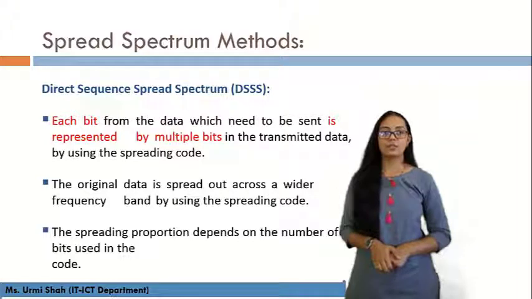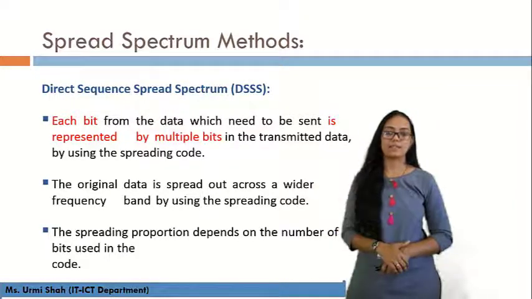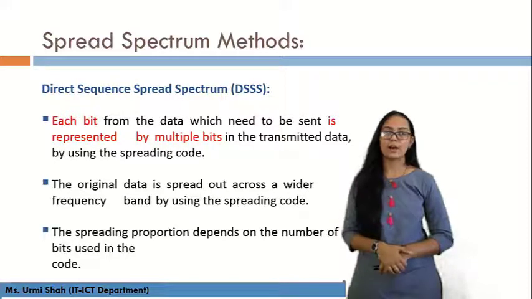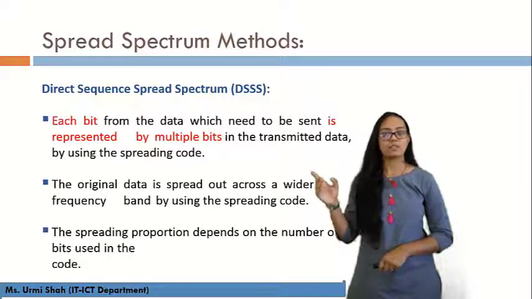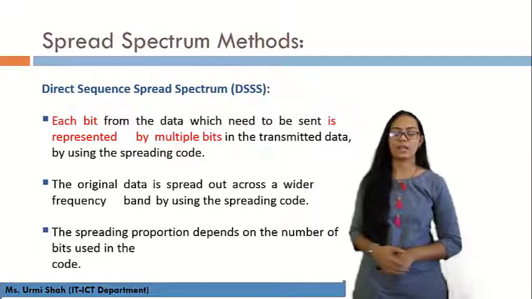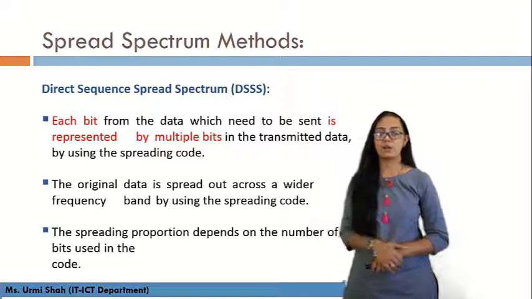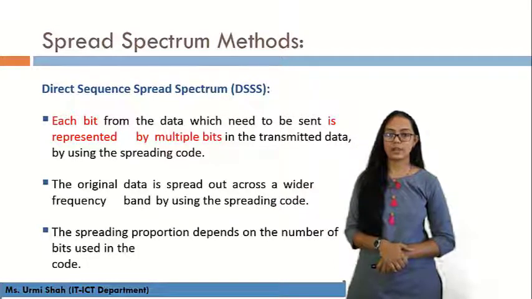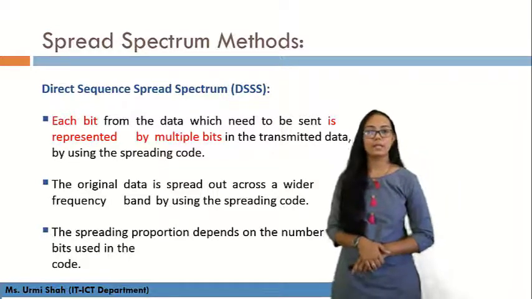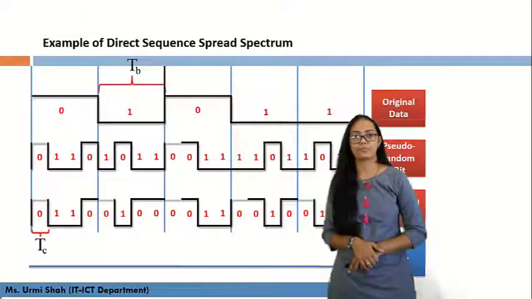Now, the spread spectrum methods include DSSS, that is Direct Sequence Spread Spectrum. In DSSS, every bit from the data which we need to send is represented by multiple bits in the transmitted data, using a spreading code. The original data is spread out across a wider frequency band by using the spreading code. The spreading proportion depends on the number of bits used in the code.